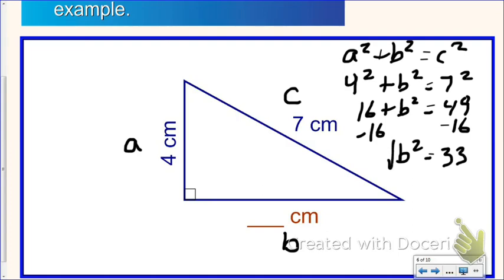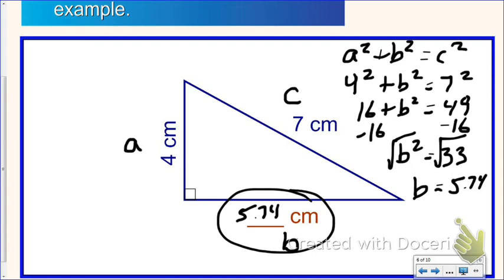Okay, so I'll square root both sides and put it into my calculator, and I get the square root of 33, which is 5.74. Okay, and there's my answer.